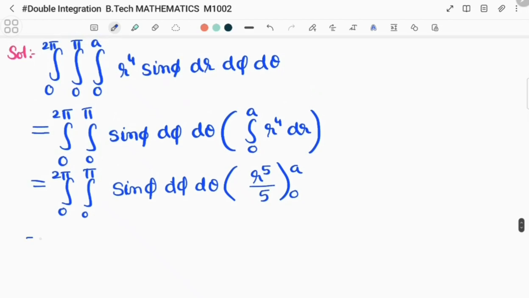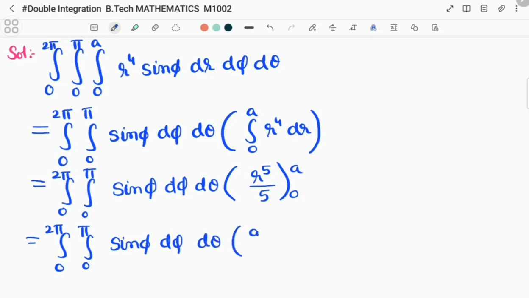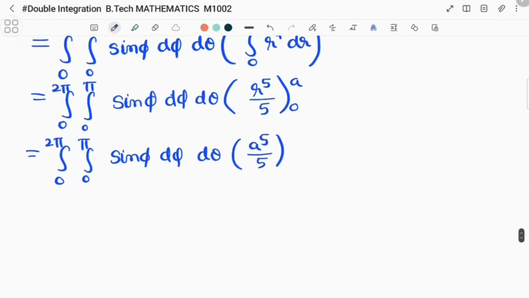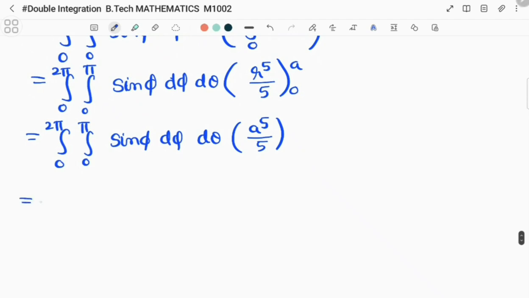Integral 0 to 2 pi, keep a bracket, integral 0 to pi. Here phi is there, means only sin phi and d phi; the rest all I am taking outside. So this integration we are doing now: integral sin phi is minus cos phi. So a to the power 5 by 5, integral 0 to 2 pi, integral sin phi is minus cos phi, applying the limit 0 to pi, into d theta.